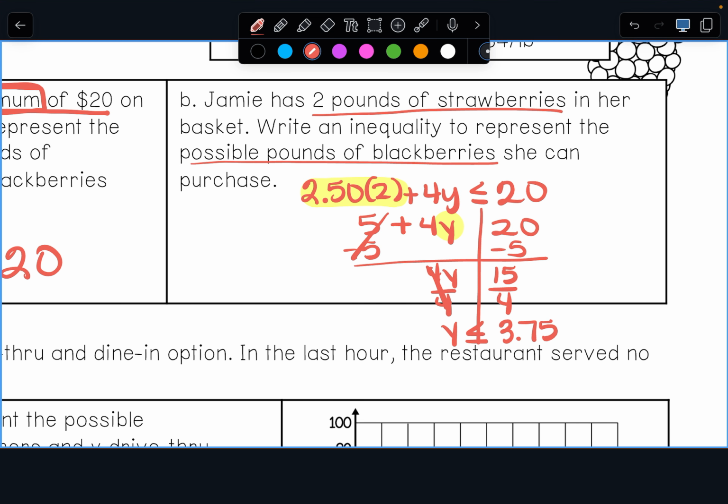3.75. So how would I put this into words? How many possible pounds of blackberries? 3.75. You can get that equal to sign. You can get exactly 3.75 pounds or less. I'm gonna put LBS for pounds. You can get exactly 3.75 pounds or less. Okay.